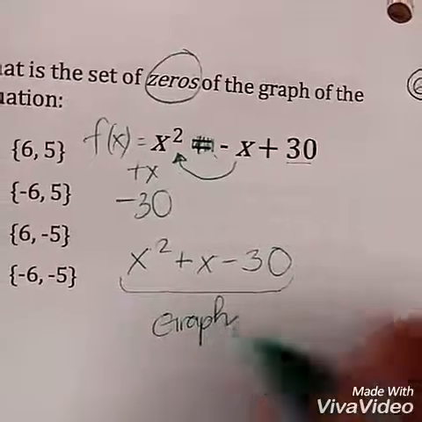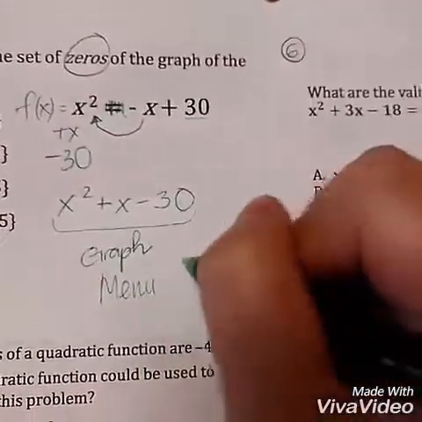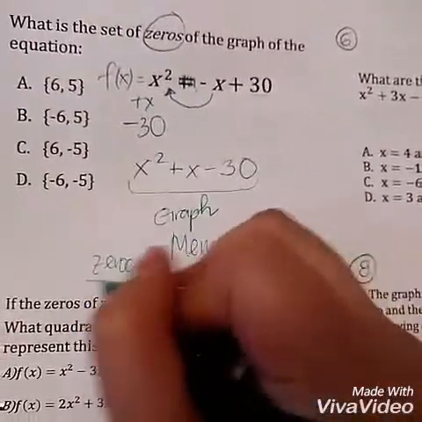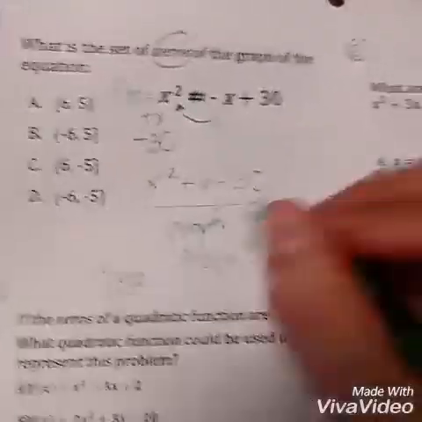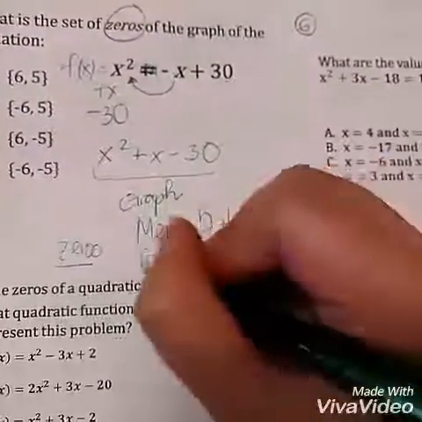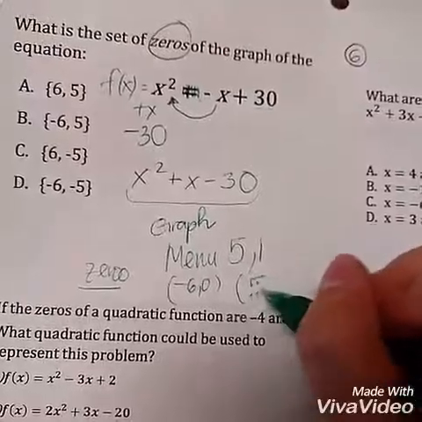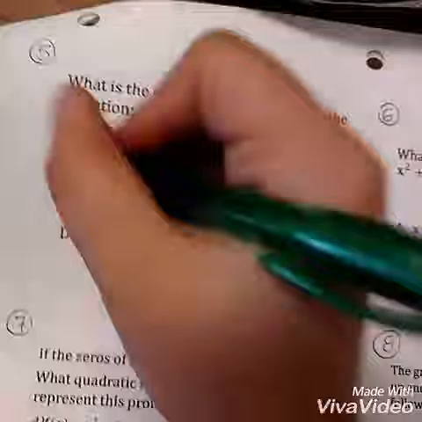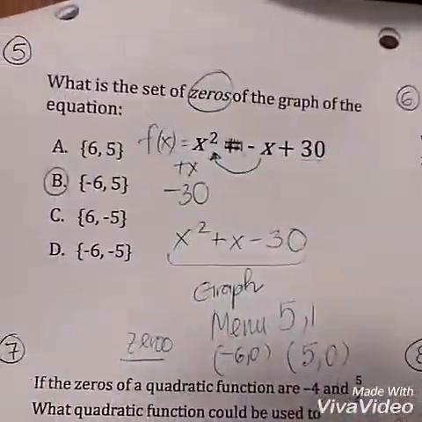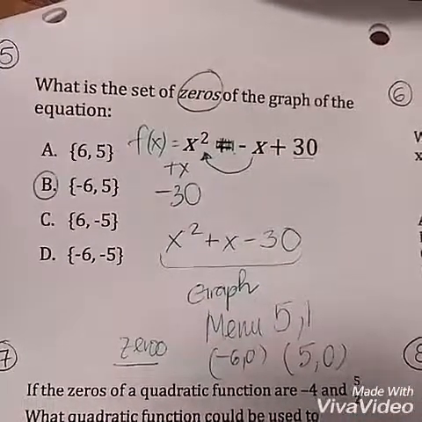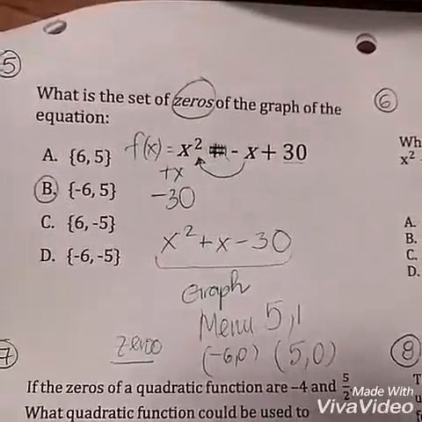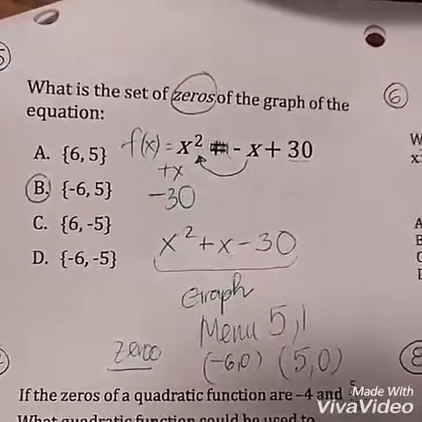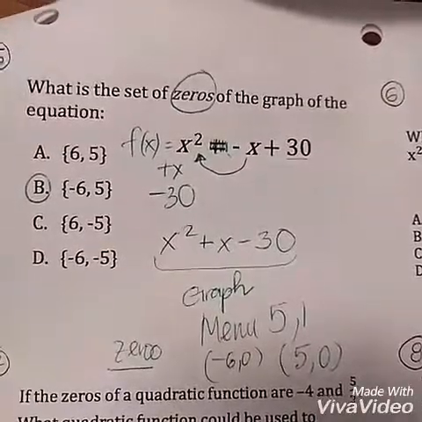You graph this and then you're going to trace, which is magnify 1. You trace for the zero, and you're going to get -6, 0 and also another point, 5, 0. And look at the answer choices right here. It's going to be B. So first, fix the equation. Second, graph, magnify 1. That is whenever your equation is not fixed.